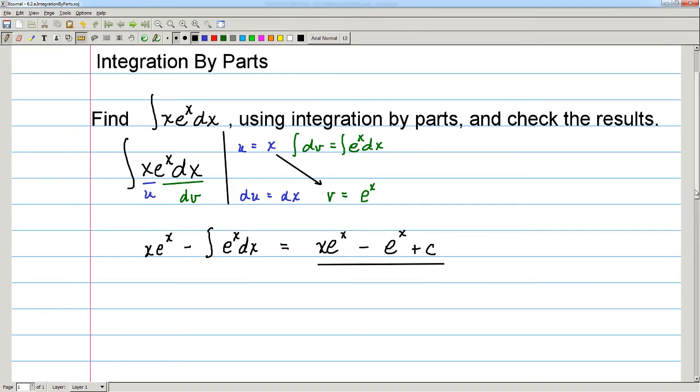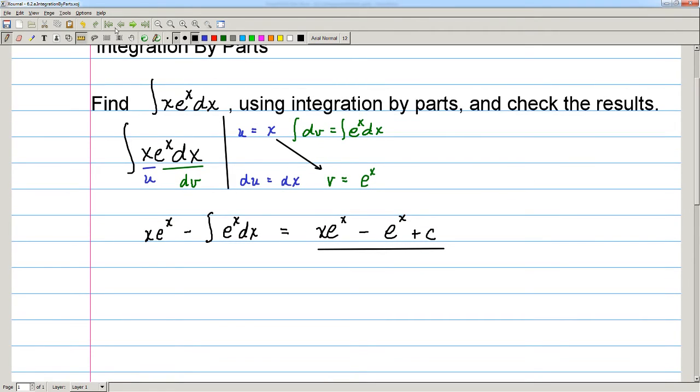Now to check it, of course, we're going to differentiate it. So let's do that. Let's take a copy of it and bring it down here and differentiate it. Well, the derivative with respect to x of this sum will be the derivative with respect to x of x e to the x, minus the derivative of e to the x, which is just e to the x, plus the derivative of a constant. Well, the derivative of a constant is 0.